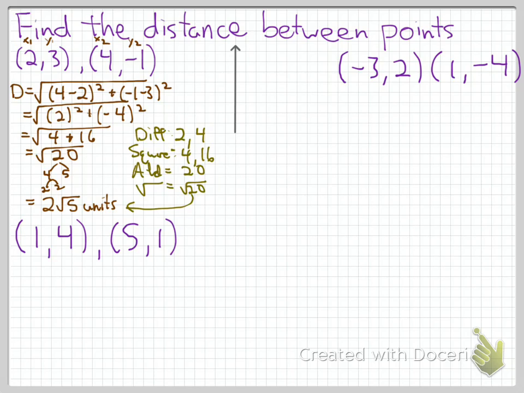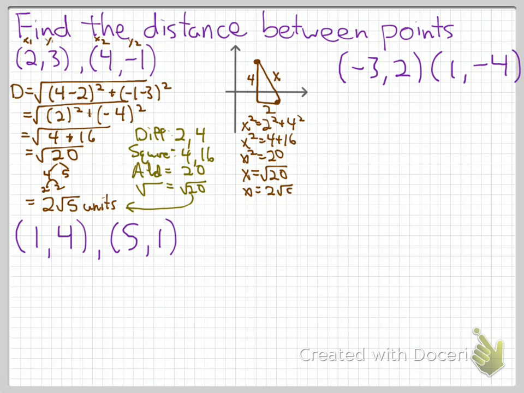Now, if I want to graph, so I can hit the axes here. I have 2, 3. And 4, negative 1. I'm going to make a right triangle out of that. And here's my unknown, call it x. And the height of the side is 4. The length of the base is 2. We get x squared equals 2 squared plus 4 squared. X squared equals 4 plus 16. X squared equals 20. Should be looking familiar. I get the square root of 20 as my answer, which simplifies to be 2 root 5.